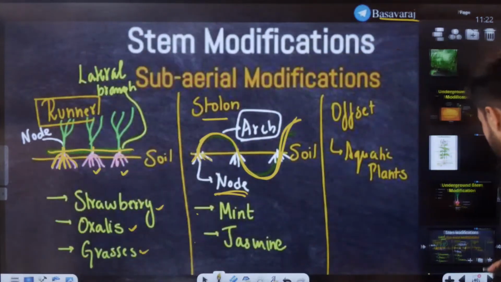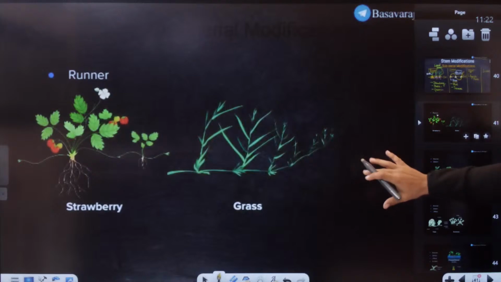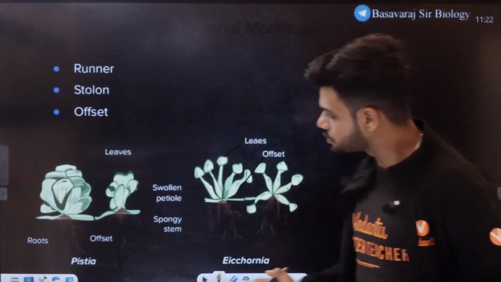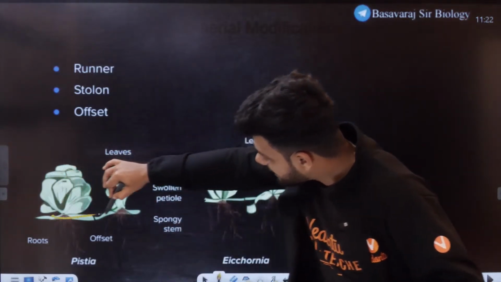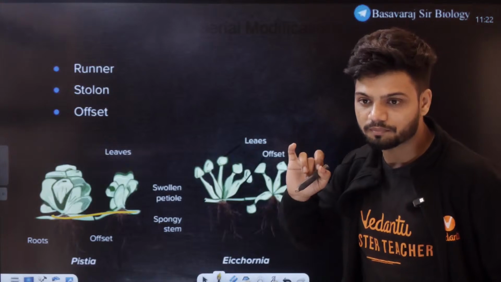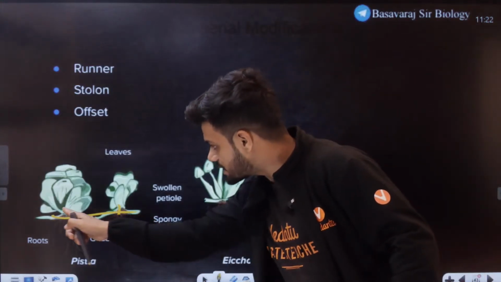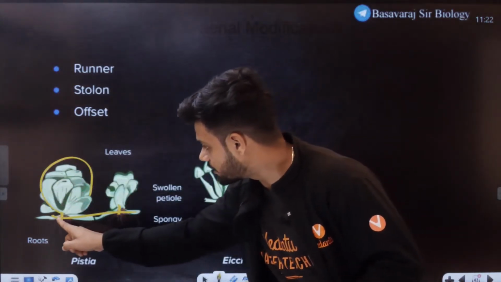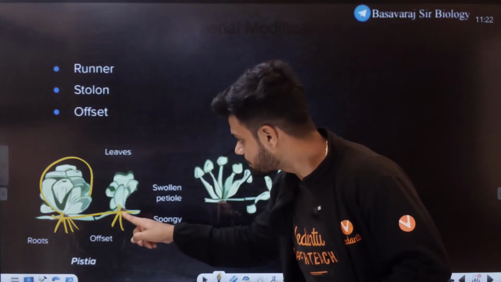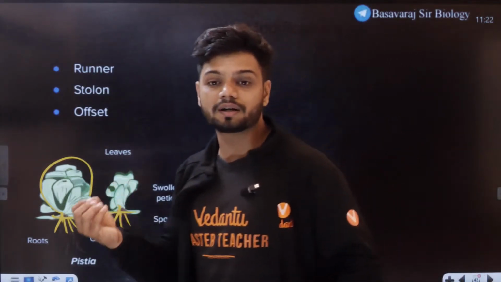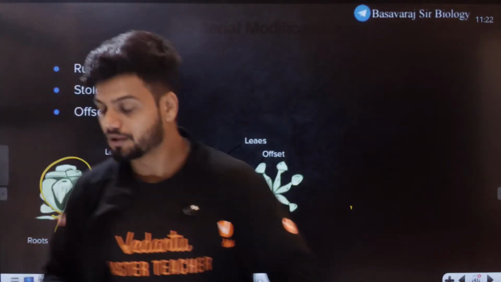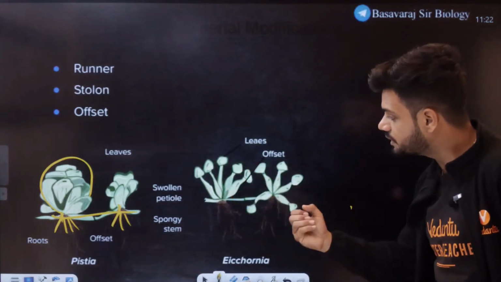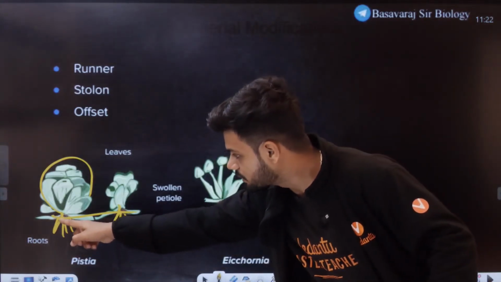Now what exactly happens in the case of offset? Understand, students. This is your runner, sucker, stolon and offset. In the case of offset, students, this is the lateral branch. Here can you see, this part is the nodal region. From the nodal region we can see the leaves arising and roots arising. But here in the case of offset, what is happening? There is a complete rosette of leaves. Can you see? This is called a rosette of leaves and a tuft of roots.